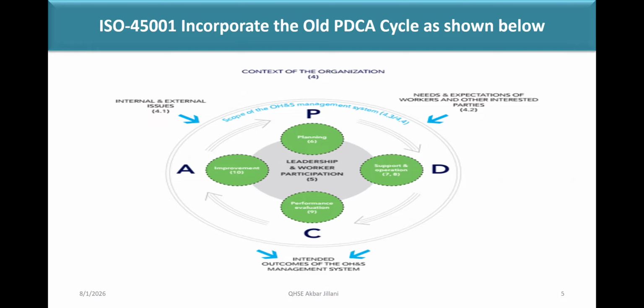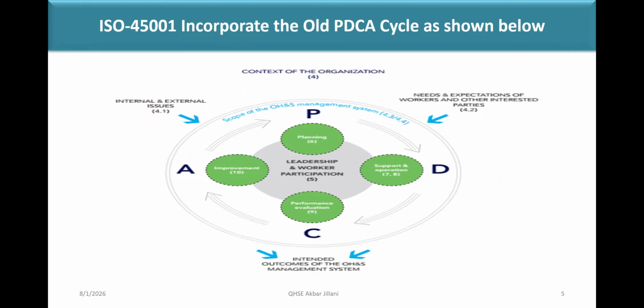Now once we come to the D part, the D is also class number 5, and apart from this, also class number 7 and class number 8. Now once we come to the C part, we have performance evaluation. This performance evaluation will be done by class number 5, leadership and worker participation. So when we are talking about the P, the D, the C, and the A, class number 5 will be part of this.